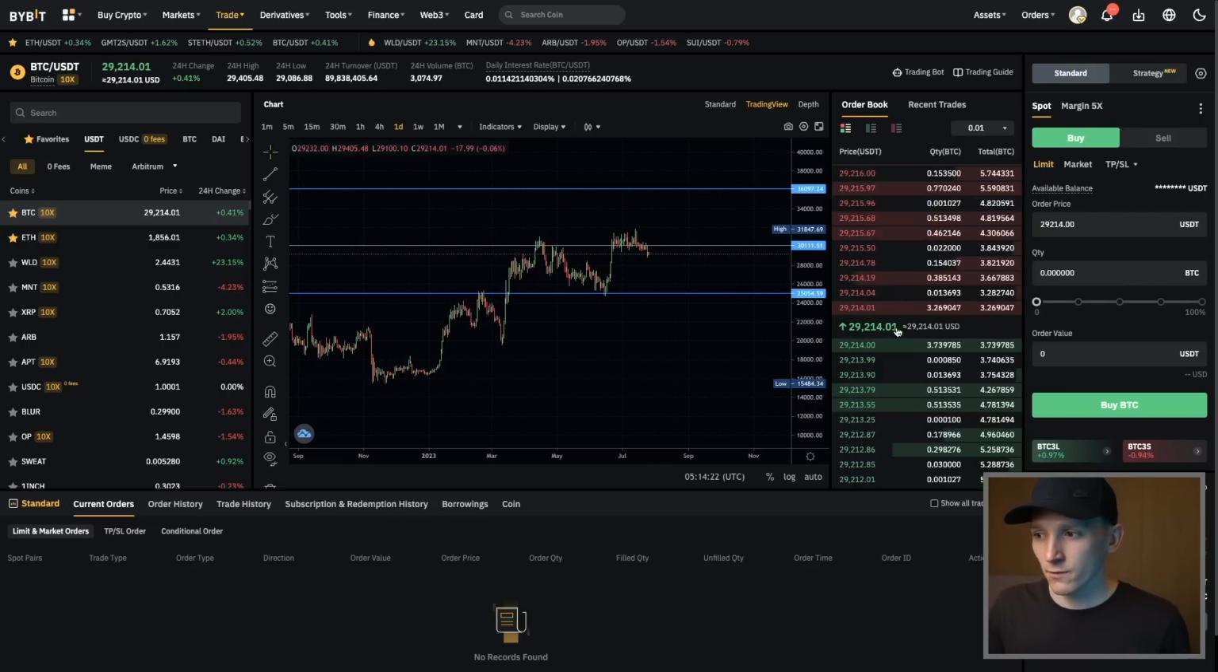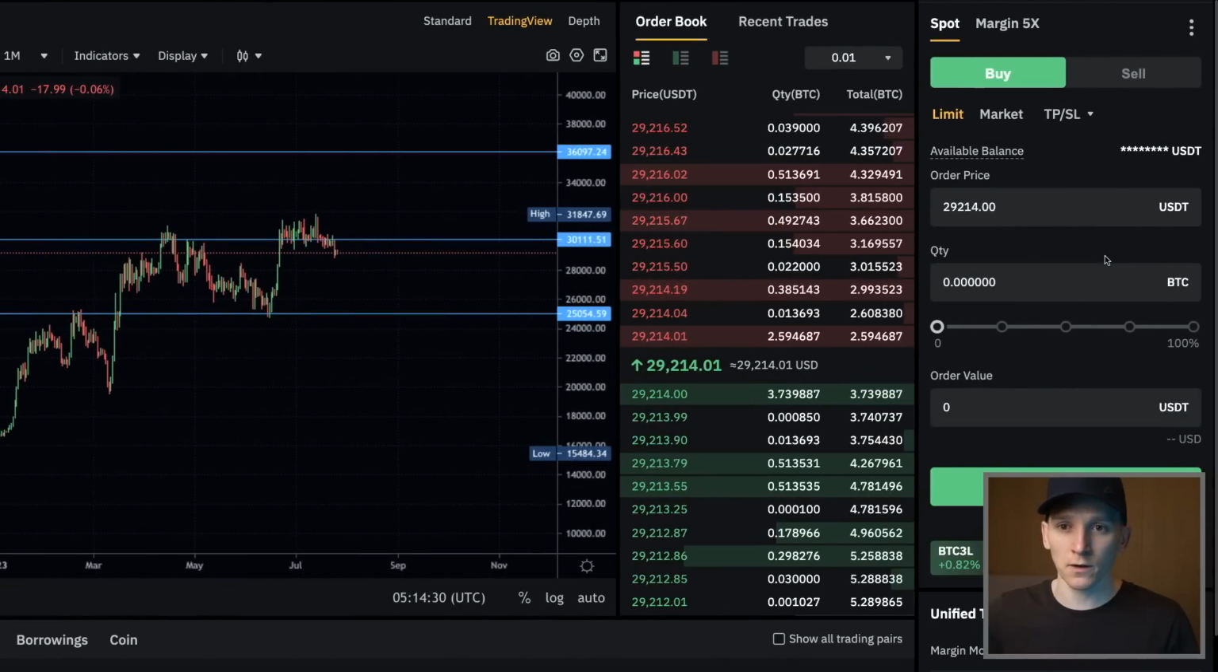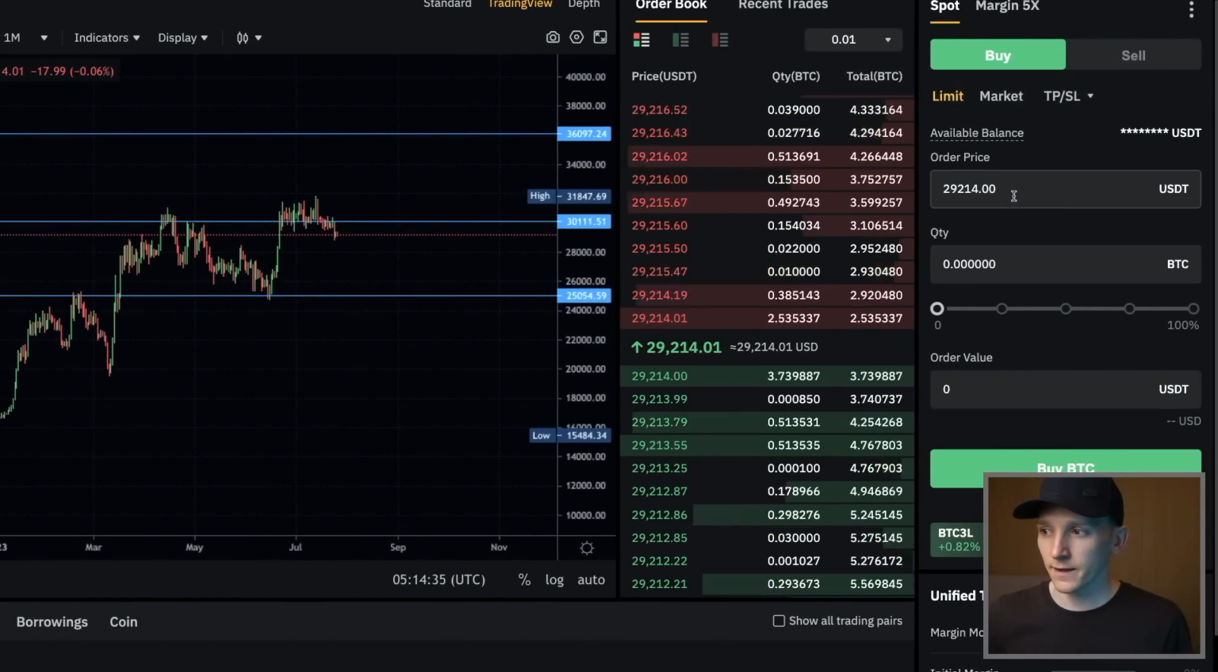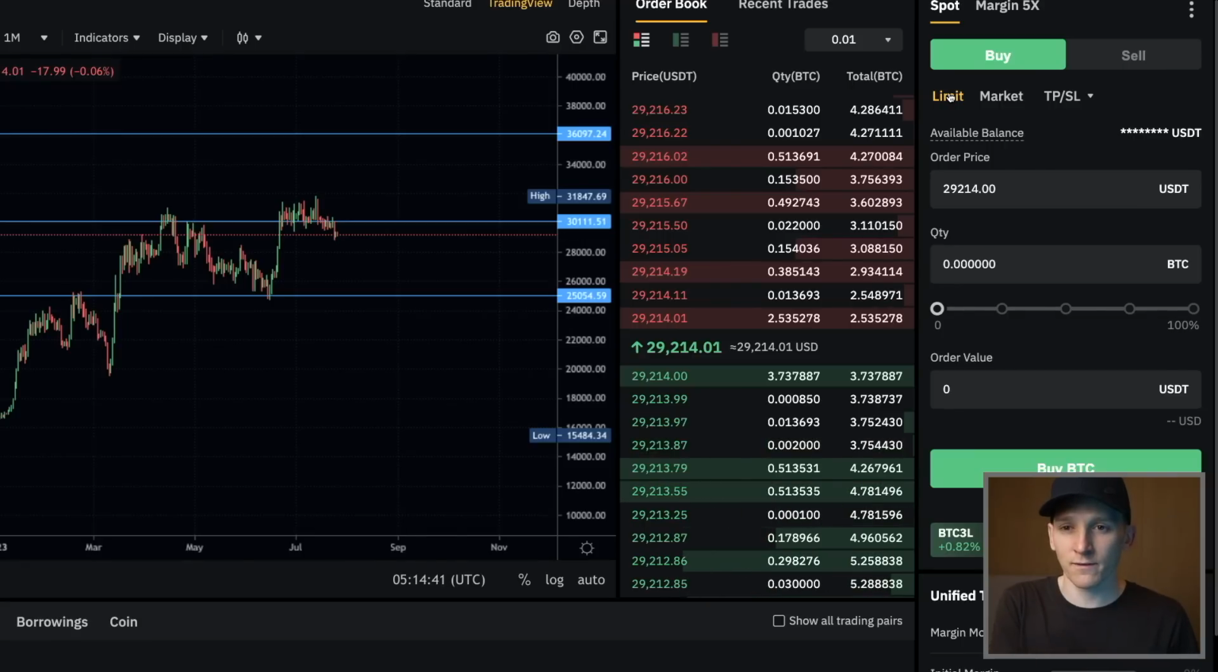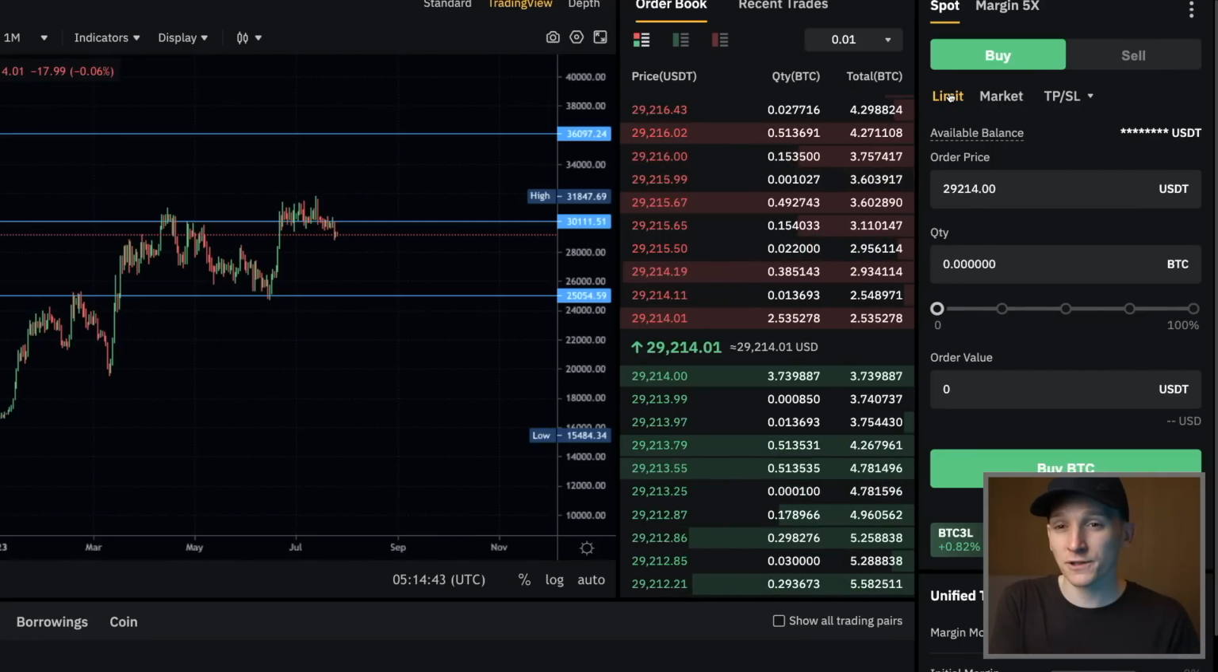The market is trading right now at $29,214 per 1 BTC. And so we have options to either buy or sell, and then how much we want to buy or sell. So what we can do is put an order price in. We're going to use a limit order here. A limit order is an order where you tell the trading system exactly what you want to do, how much you want to trade, and the price that you want to trade at.